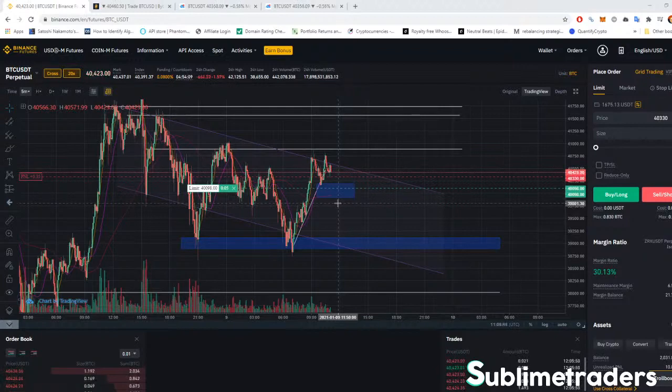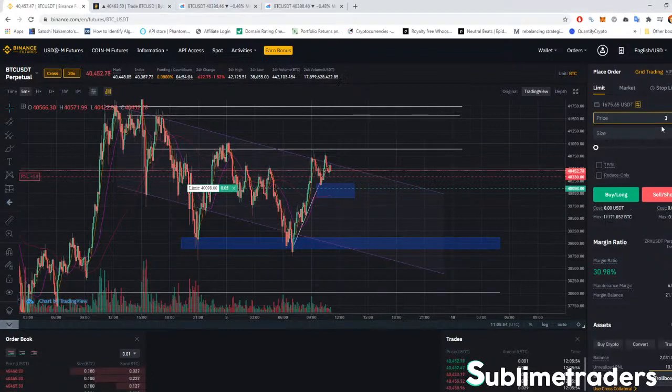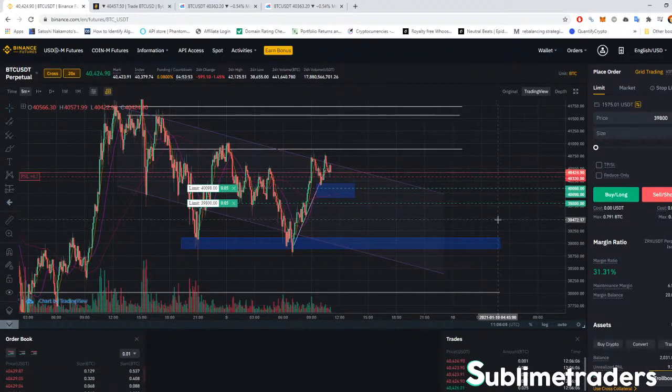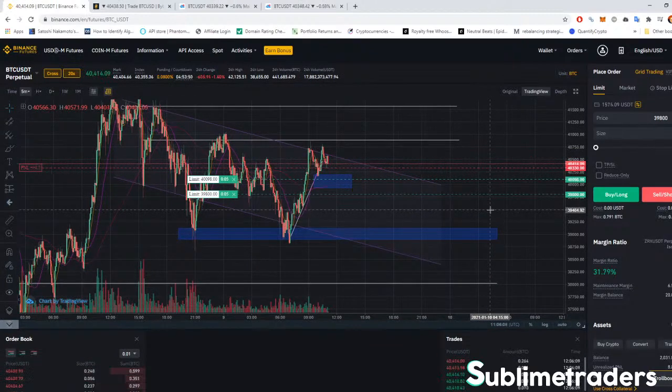So I'm going to add another one, 39,800. If you have two prepared at all times, it's okay. And then when you get your entry, you can even set a stop loss if you want. The main idea is to obtain what you want.